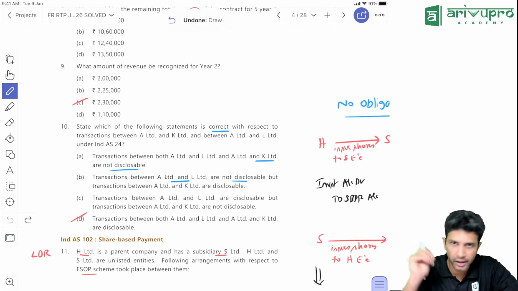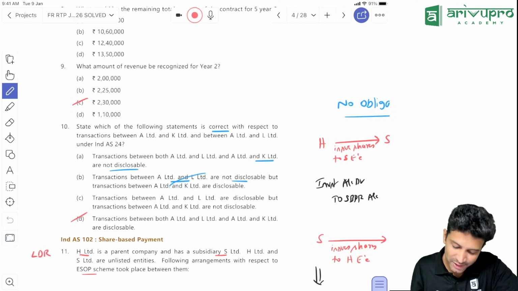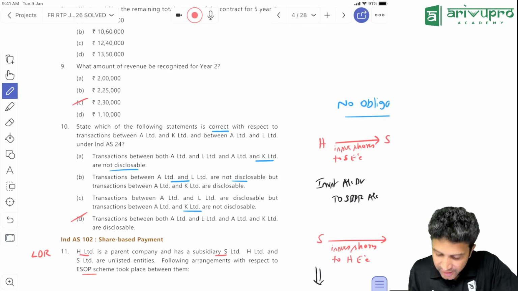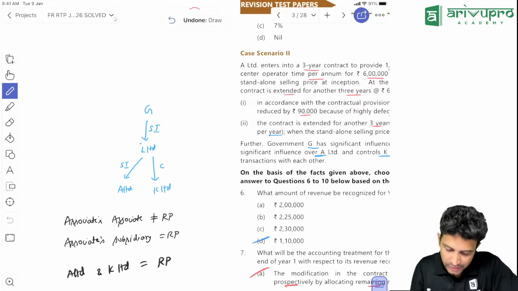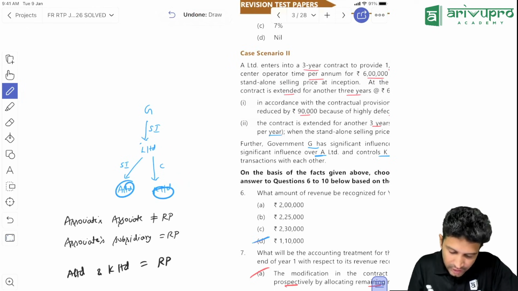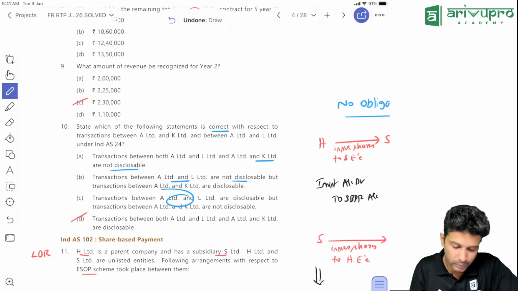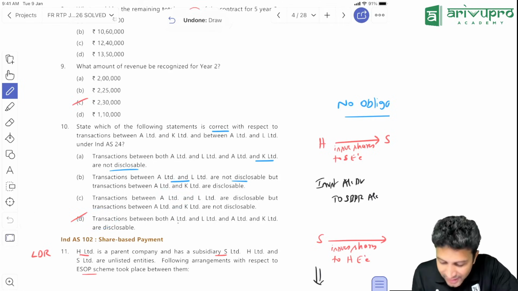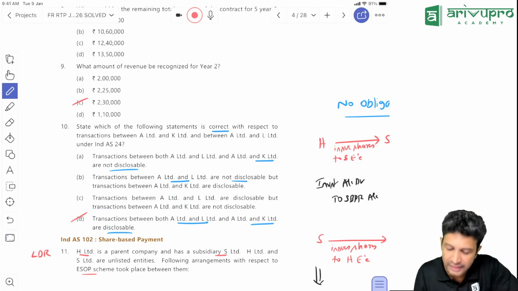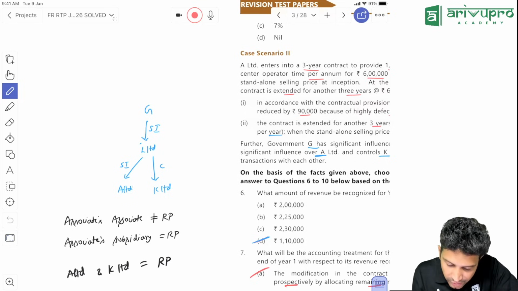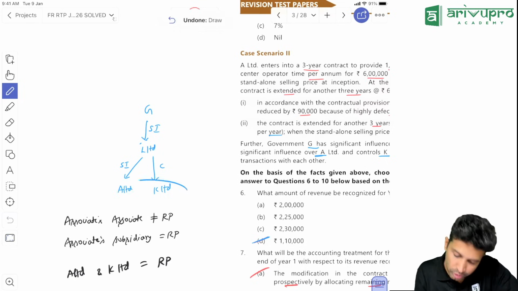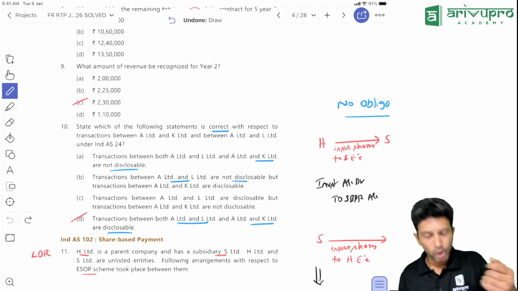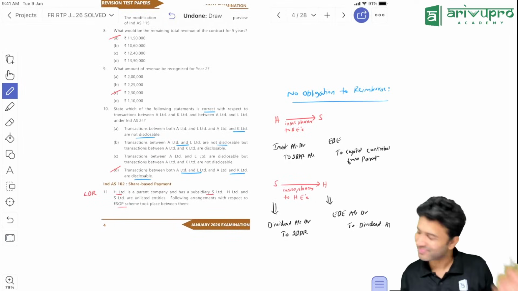We need to find the correct statement. This is a wrong statement. They are saying A and K transactions are not disclosable. A and K are related parties. You need to disclose. Again, this is not the one. So if you have eliminated three, D for Delhi is obviously the right option. A and L, A and K transactions are disclosable. Yes. A and L are related parties. You need to disclose. A and K are also related parties. You need to disclose. Hence D for Delhi, the right option. Okay. All right.